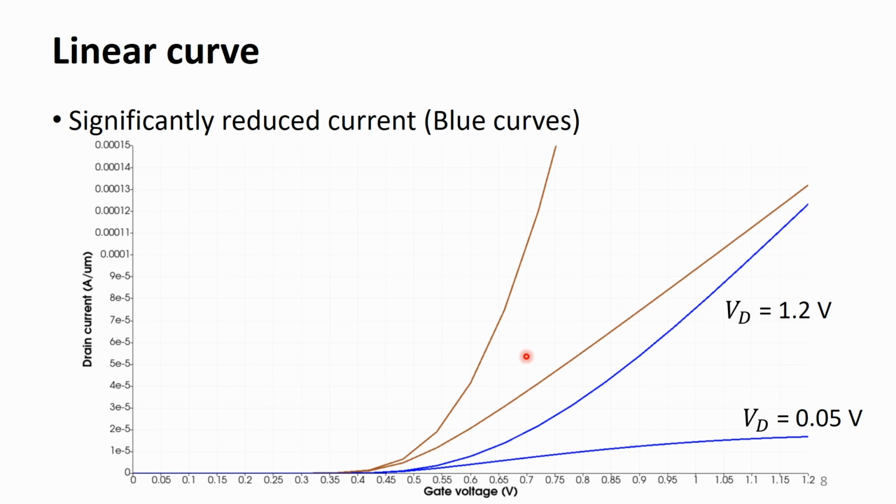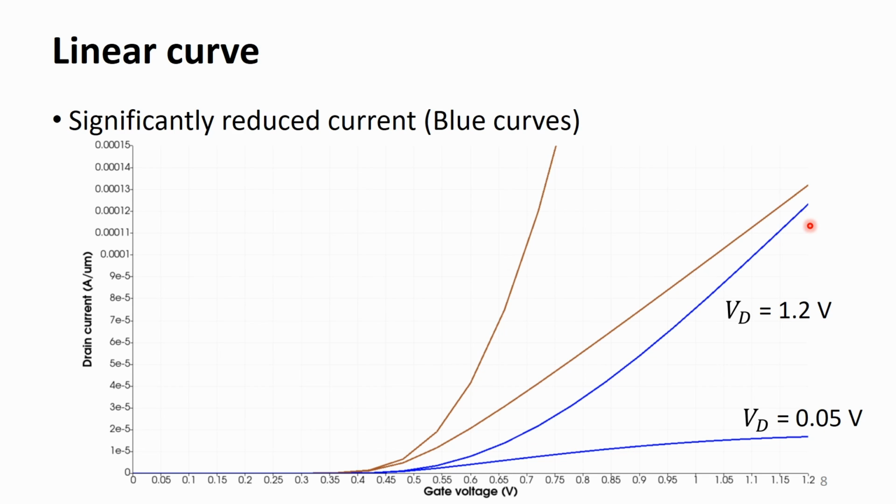Compared with previous brown lines, the reduction of the drain current is clearly observed. So then, what is the actual on current of this device? It is about 120 microampere per micrometer. Therefore, it is really mandatory to consider appropriate mobility models when you simulate the MOSFET.